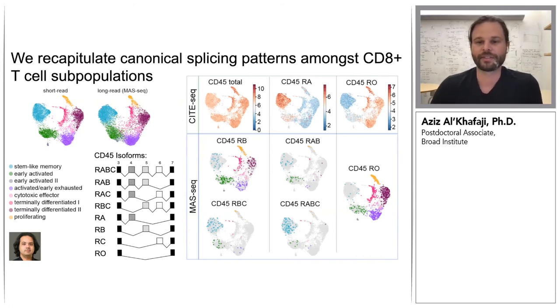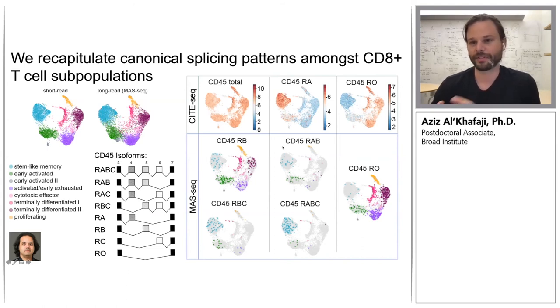We took advantage of the distinct CD45 splicing patterns known to be present across different CD8 T cell subpopulations to validate MAS-seq's capacity to resolve RNA isoforms. So shown here are the different CD45 RNA isoforms of interest. The key exons here are 4, 5, and 6, which correspond to exon A, B, and C. So we can see here, the top isoform is CD45RABC. This next isoform is CD45RAB. And traveling down to the end, we have our CD45RO, which skips exons A, B, and C.